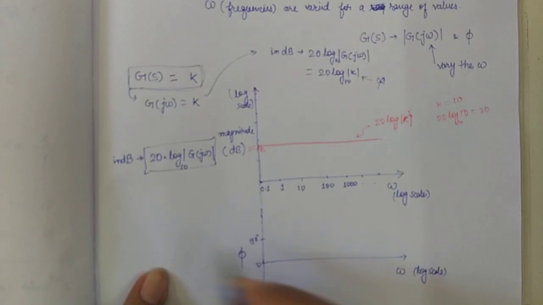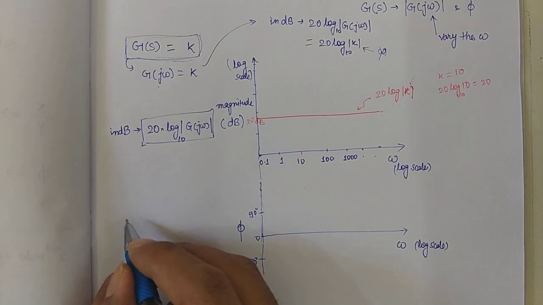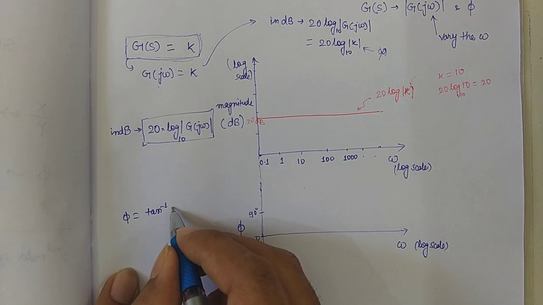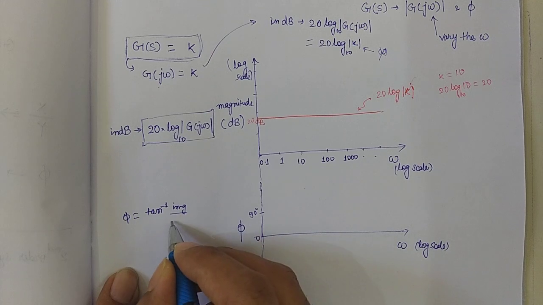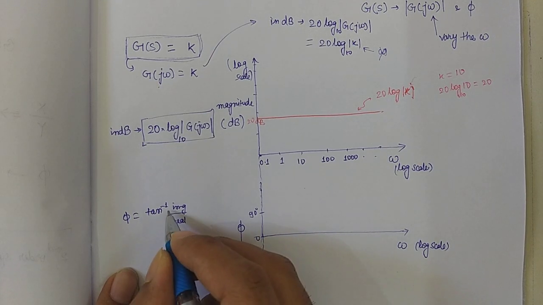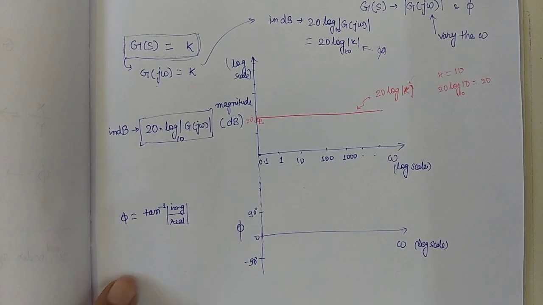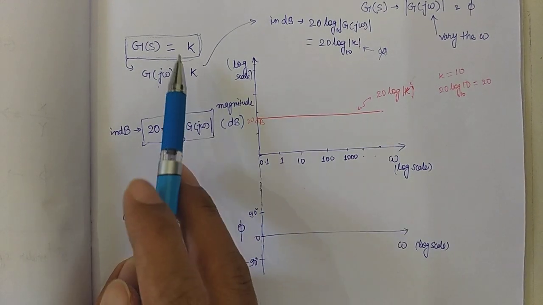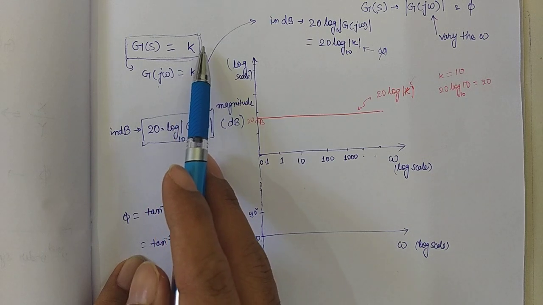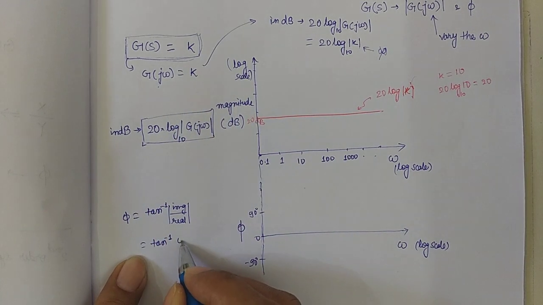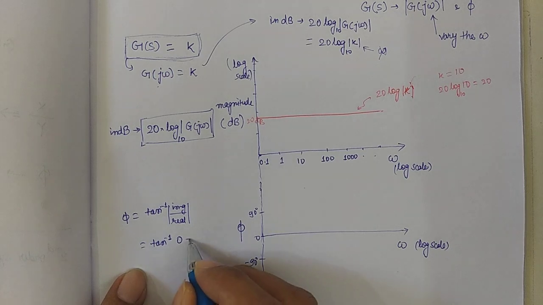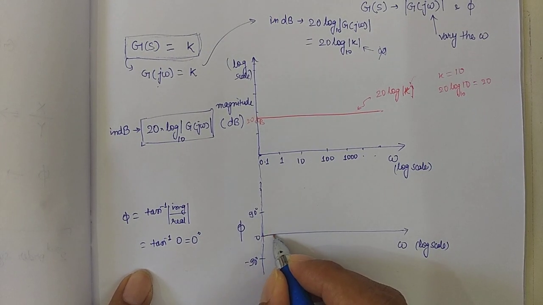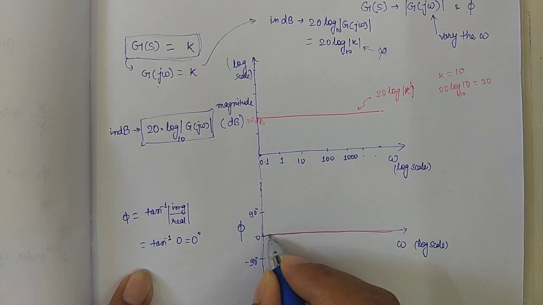Similarly, the phi I am going to calculate as tan inverse of the imaginary part divided by the real part. Since this is a purely real quantity, the imaginary part is 0, and tan inverse 0 is equal to 0 degrees. So your phase is going to look like this line.